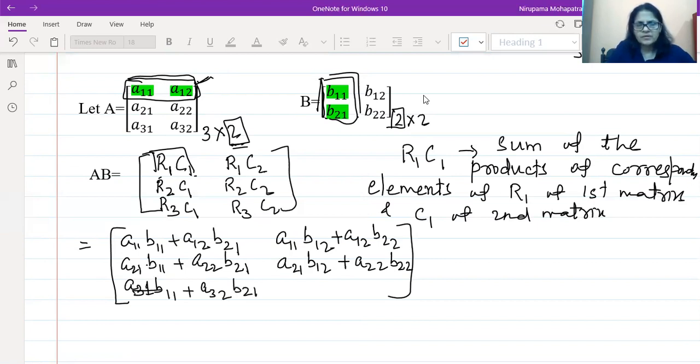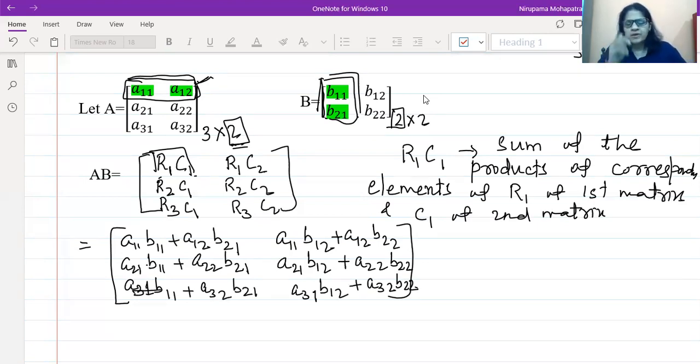Then R3C2. So A31 into B12 plus A32 into B22. So this is the procedure.